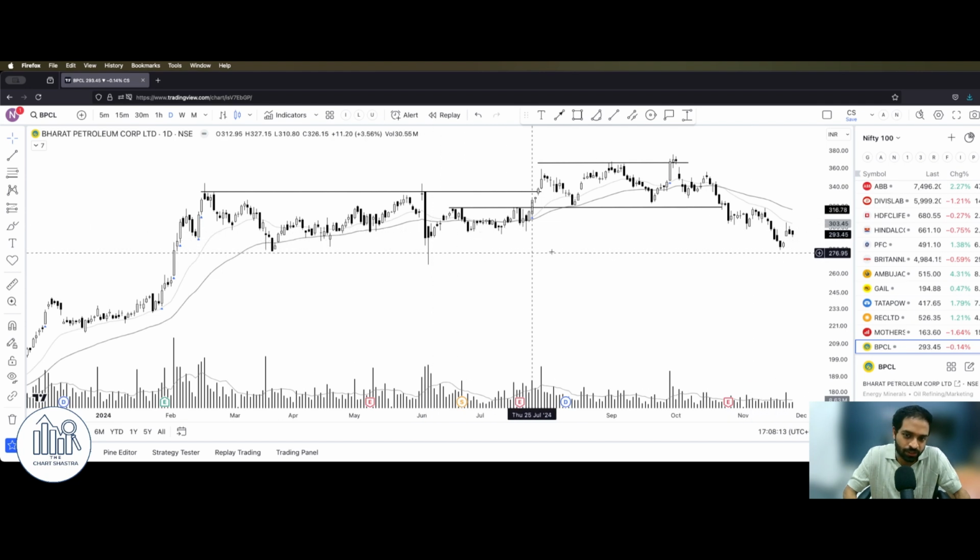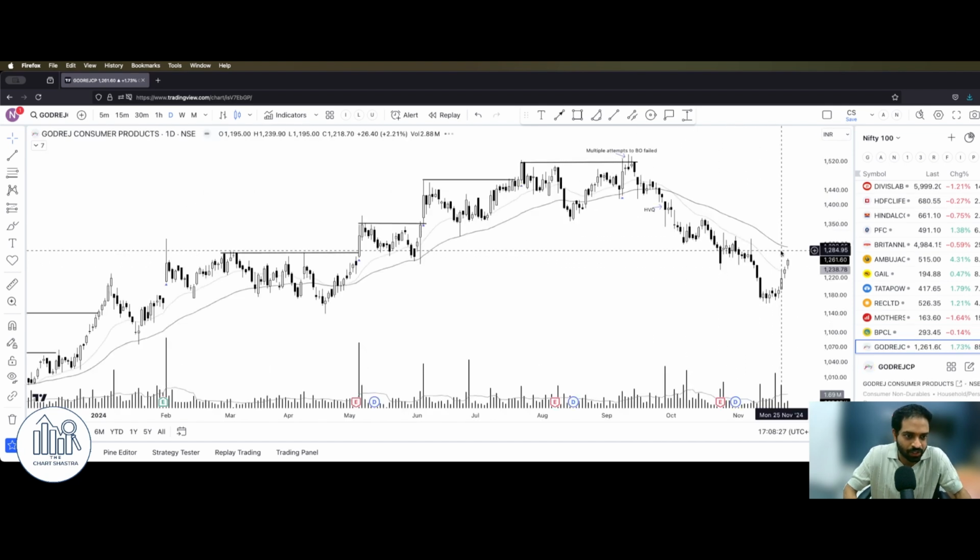BPCL, the same chart, if you see, this is almost like a mirror image of IOC, Indian Oil Corporation. The same, it has been in the range and gave back when the geopolitical tension started.